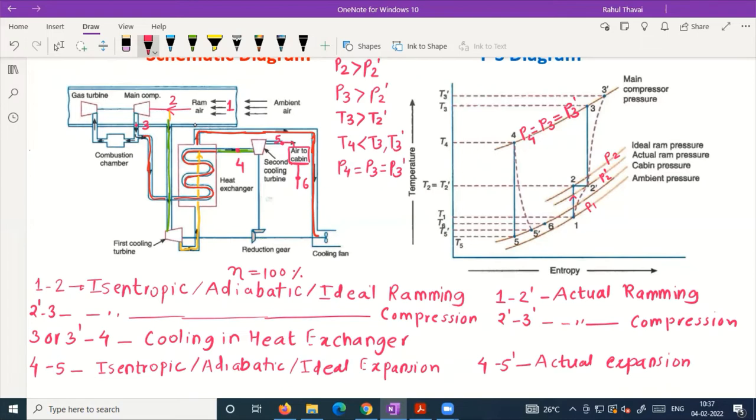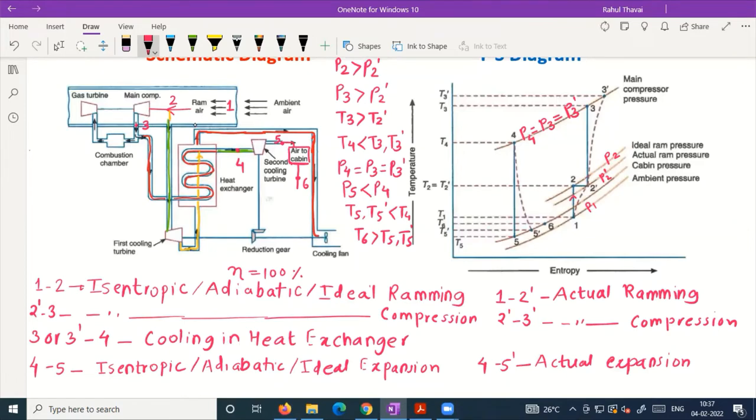I will also mention here that we get the value of P5 less than P4. We will also get the value of T5 or T5 dash less than T4. Now, when the air is supplied to the cabin, it abstracts heat from the cabin. As a result, the temperature of the cabin gets decreased, but the temperature of the air gets increased.